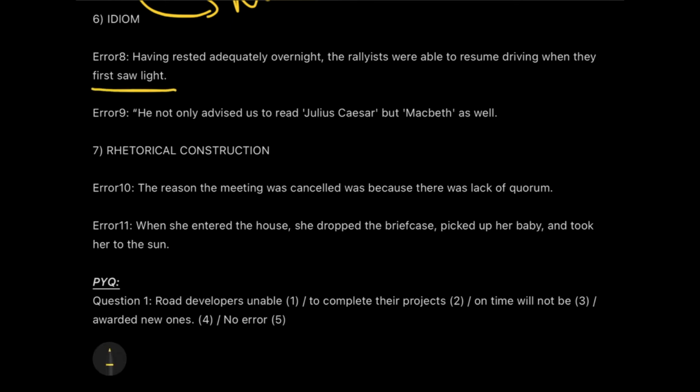Okay, what kind of an idiom do you spot here? First saw light. ये actually इन्होंने meaning रख दिया है. What will be the idiom over here? Resume driving at first light. Okay, so we'll be able to resume driving at first light. This is the idiom, okay, which will replace this particular phrase.